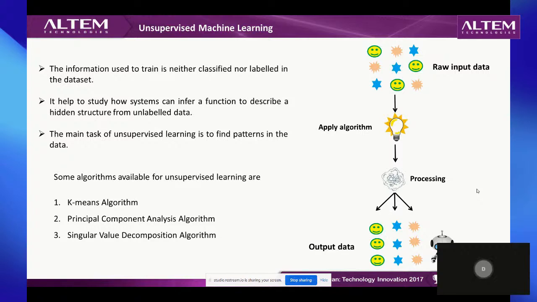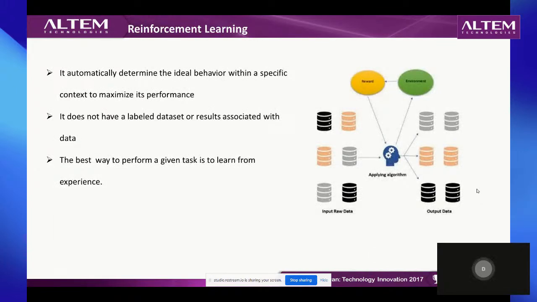The next is reinforcement, which automatically determines the behavior through its performance. It will reward an environment, apply the algorithm, and find a better way. So the best way to perform a given task is to learn from the experiences.